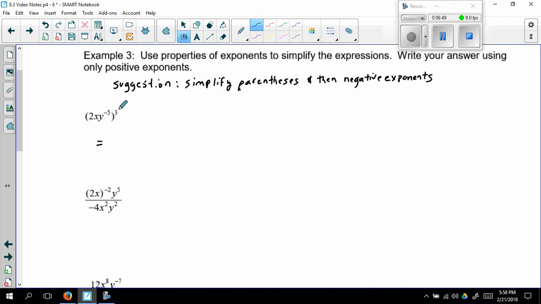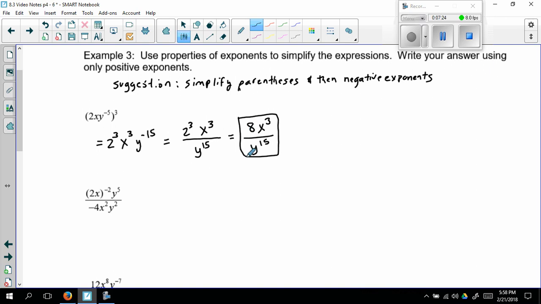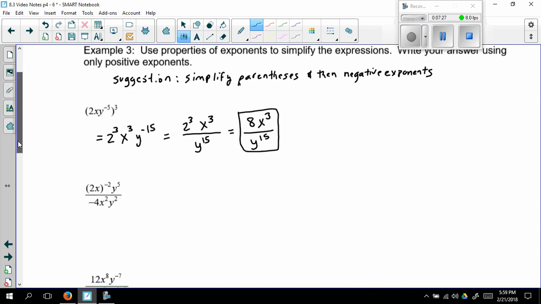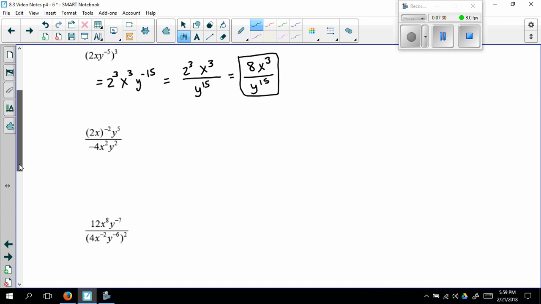Okay, so this whole thing is raised to the 3rd power. So I have 2 cubed, x cubed, y to the negative 15th. As soon as I see that negative sign, I know I'm going to make a fraction because that needs to go on the denominator. These were positive, so they're going to stay in the numerator. And now I'm going to simplify. Can I simplify anything? I only have one x term, one y term. Oh, I have numbers. I know what 2 cubed is, so I can write that as 8x cubed, all divided by y to the 15th. Your answer should be written as one simplified fraction. That is your answer.